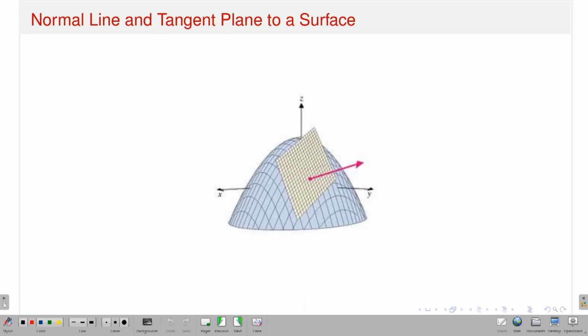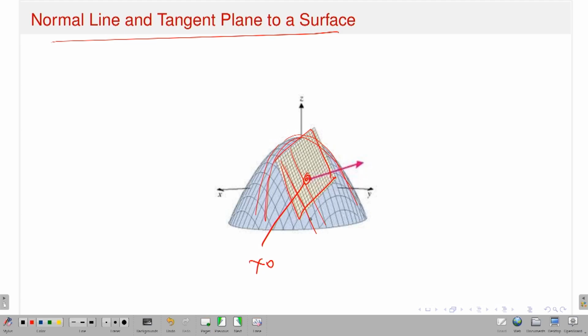I have given a picture to understand pictorially what is going on. This is a normal line and tangent plane to a surface. What is my hypersurface in this setting? This is my hypersurface, and suppose this is my point x naught. What is my tangent plane? This is my tangent plane, the round one.